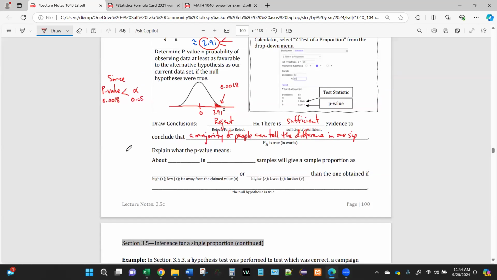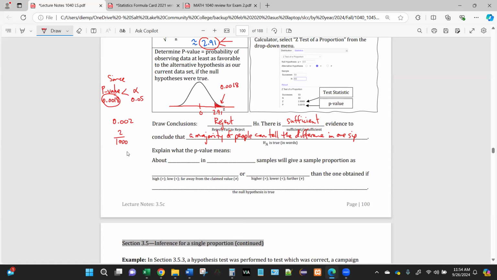So explain what the p-value means. So we have a p-value here of 0.0018. Let's round that to a slightly easier number to work with. What is 0.002? That's not 2%. That's not 2 out of 100. That's 2 out of 1,000.